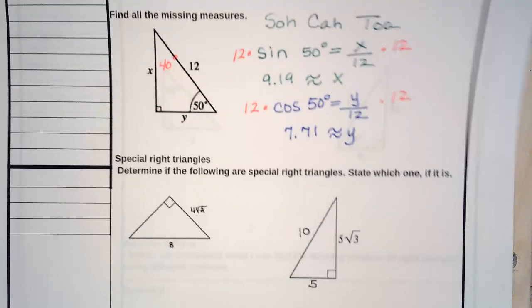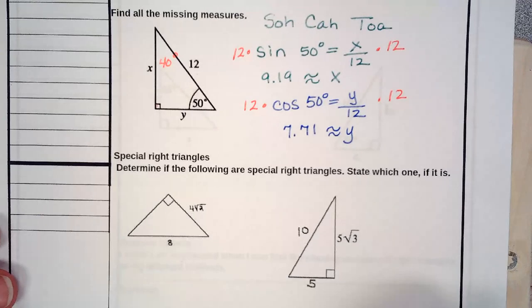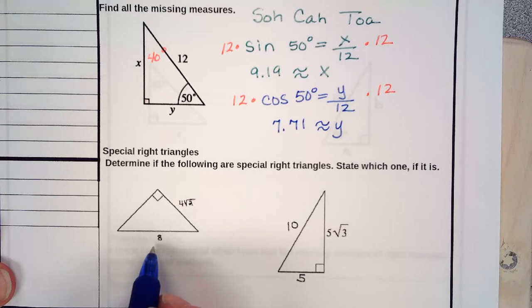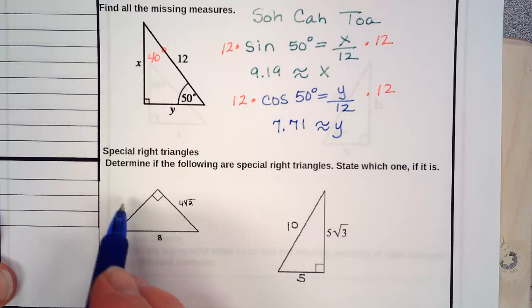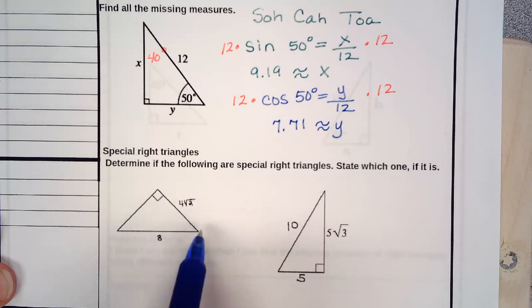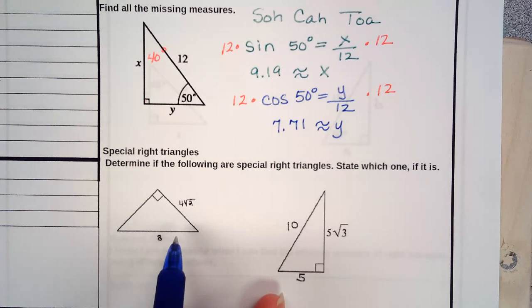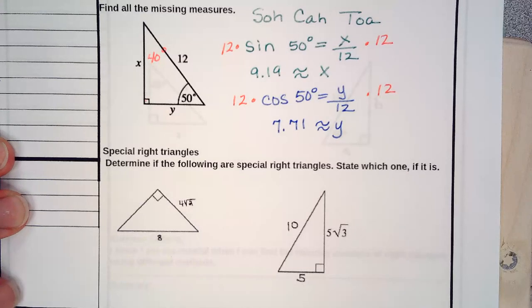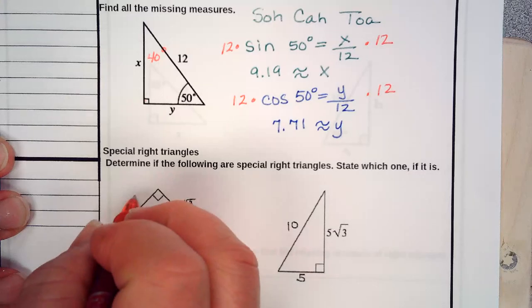Okay, are these right triangles? If they are, state which one it would be. So if I'm looking at the first one, I know that if this side is x, then this side is x, and this side is x square root of 2, if it's my 45, 45, 90.